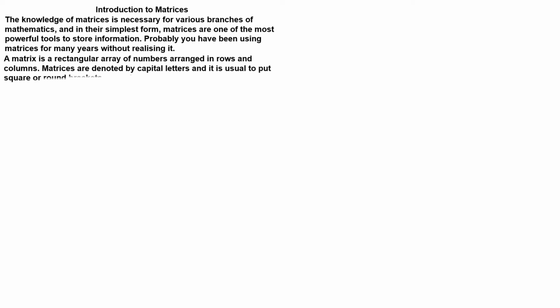A matrix is a rectangular array of numbers arranged in rows and columns. Matrices are denoted by capital letters, and it's usual to put square or round brackets around a matrix. Now let's see how to use matrices to arrange data and store information. Let's see how it works.